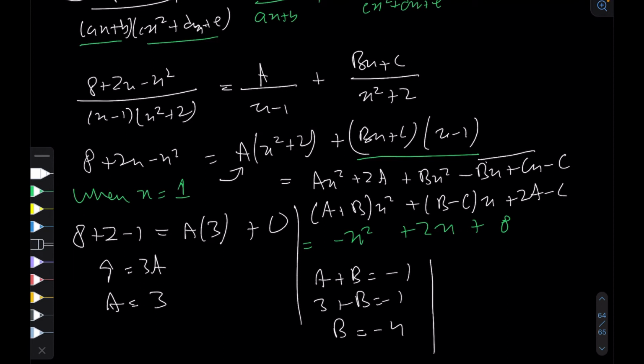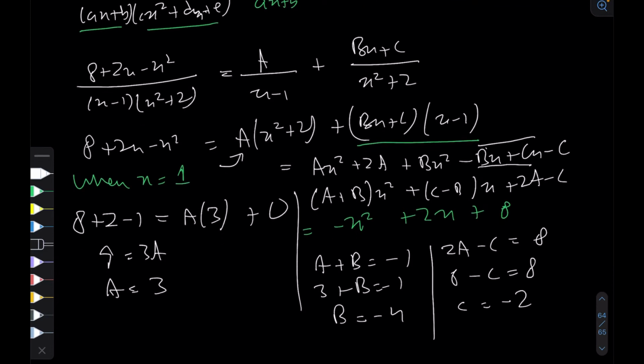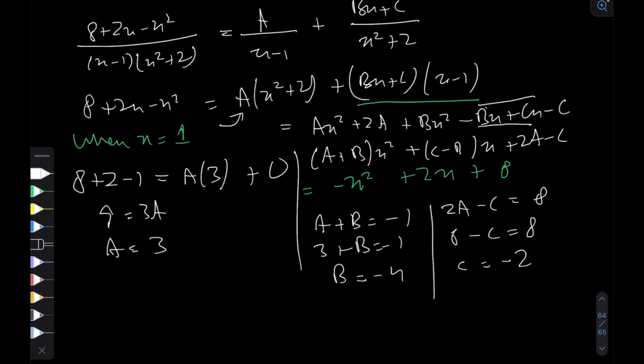And then we can also see that 2a minus c must equal 8. This is 6. C would turn out to be negative 2. Sorry, this should be c minus b, right, because this positive is negative. And then just to make sure, to recheck, you can also see that c is minus 2, minus b would be plus 4, this would give us 2, and that's correct, right?